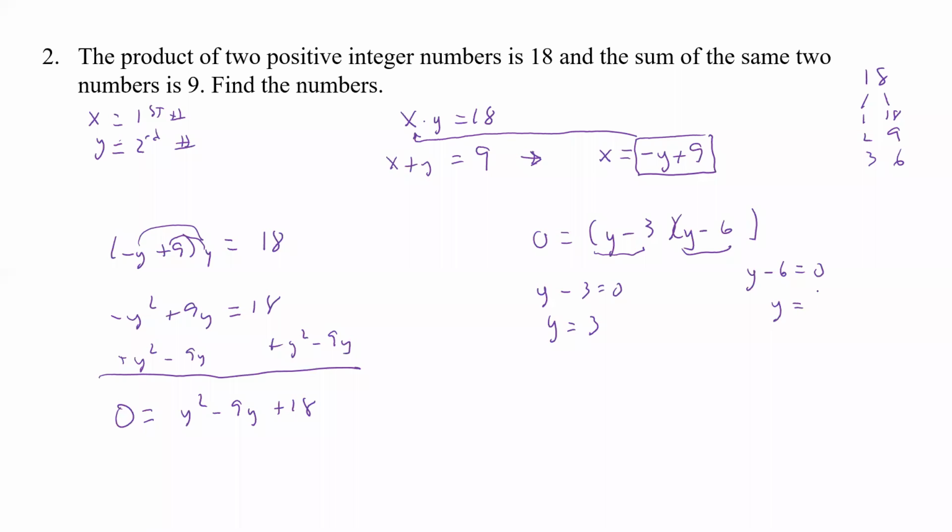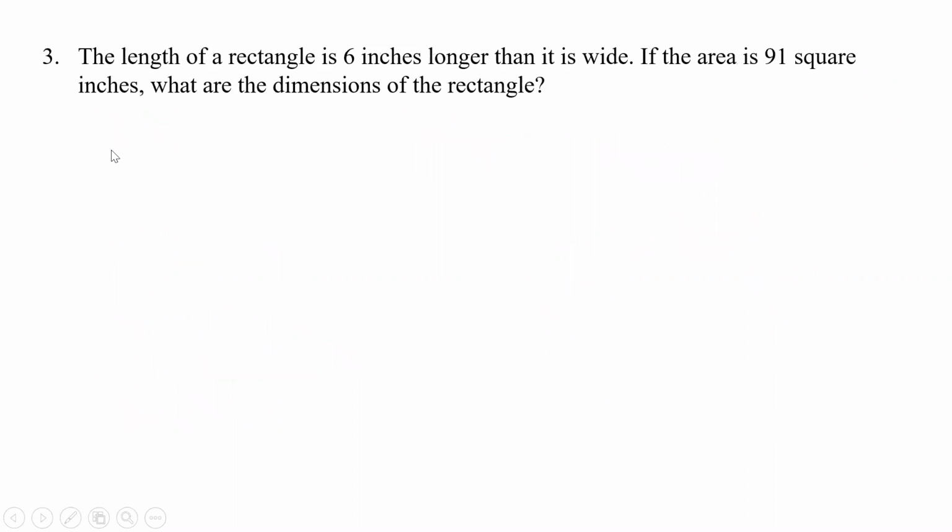And here, y equals 6. And so if y equals 3, plug that up here, then that gives us x equals 6. And if y equals 6 up there, x is equal to 3. So the two numbers are 3 and 6. And again, doesn't matter which one is which. Those are the two numbers when you multiply to give 18 and add to get the 9.